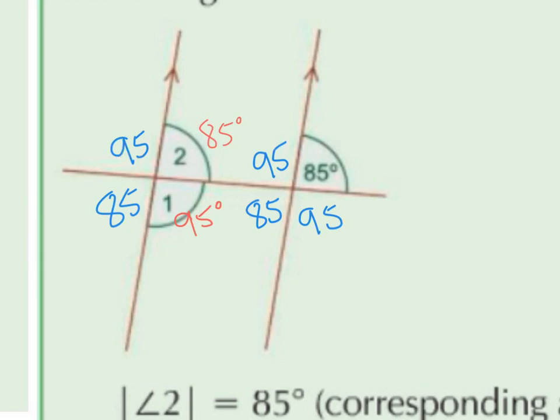So 95 is alternate to 95, is alternate to 95, is alternate to 95. They're all equal. 85 is opposite to 85, vertically opposite, so they're equal. 85 is opposite to 85, they're equal. So 95 and 95 are corresponding with each other. They're in the same place, so they're equal. 85 and 85 are corresponding with each other. They're in the same place, so they're equal. 95 and 95 are corresponding, and 85 and 85 are corresponding with each other.